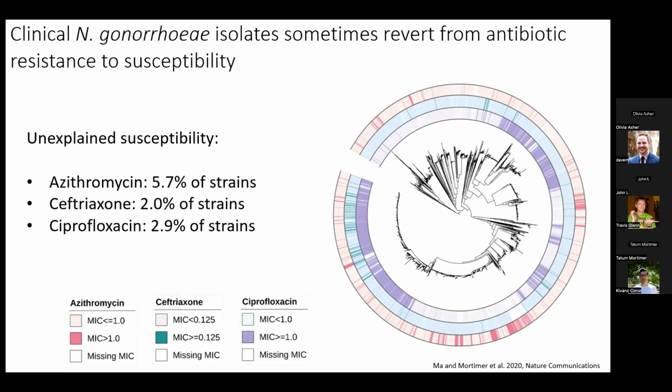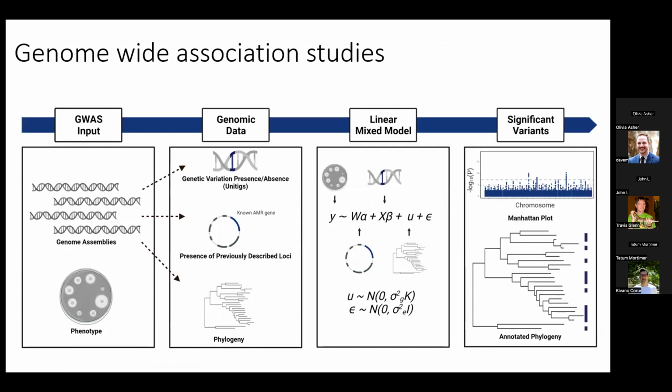We were interested in understanding what the genetic mechanism of this increased susceptibility was. To do that, we used a genome-wide association study. There are many different strategies you could imagine for doing a genome-wide association study in bacteria, but we think that this linear mixed model strategy provides the highest number of true positives compared to false positives. So I just thought I'd walk you through how we do this a little bit.